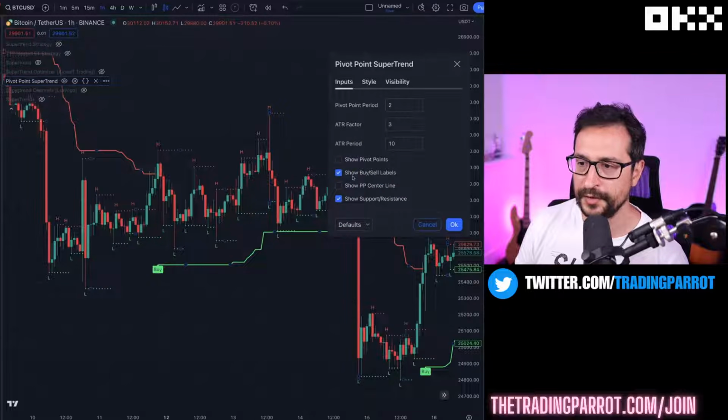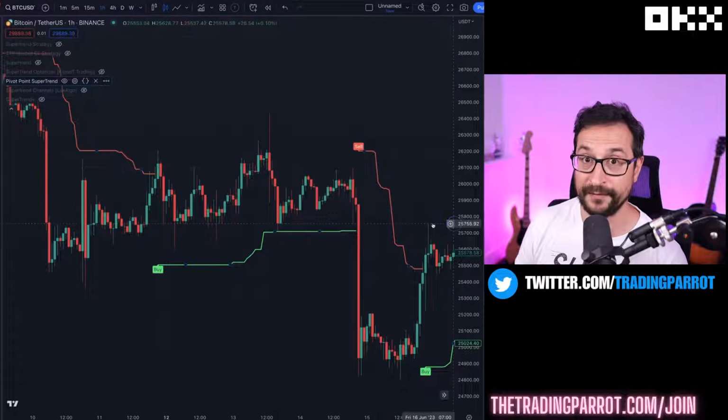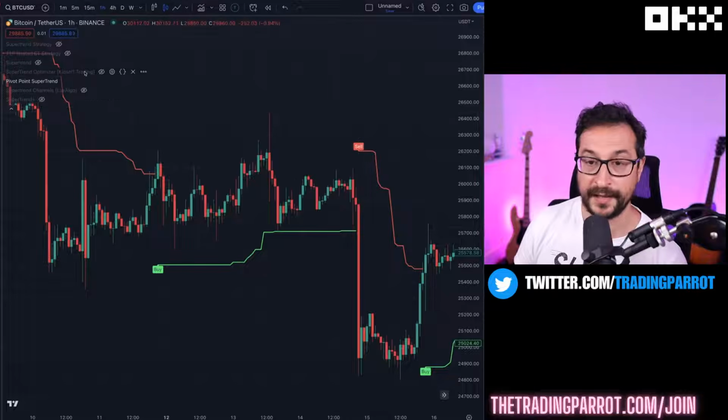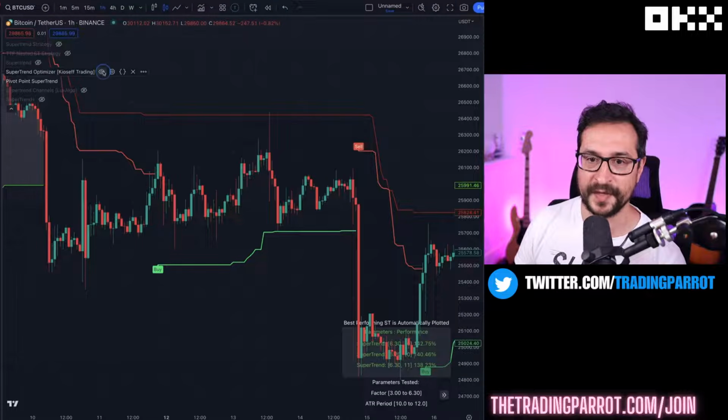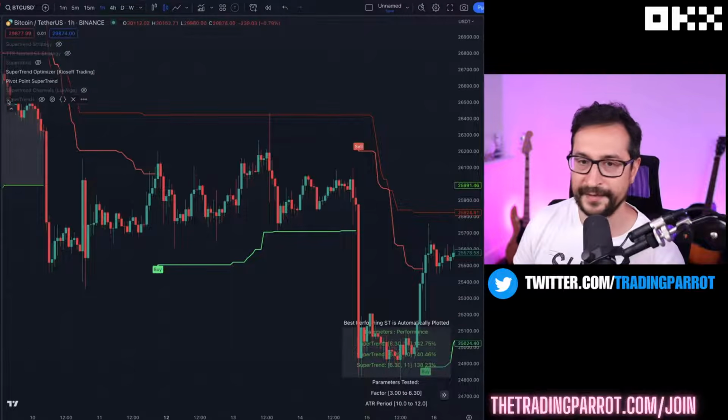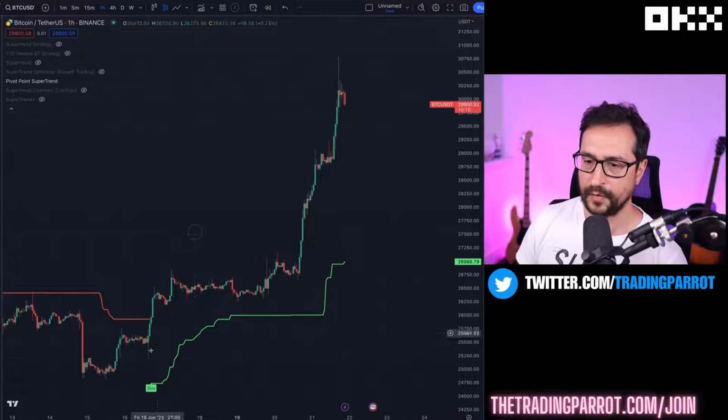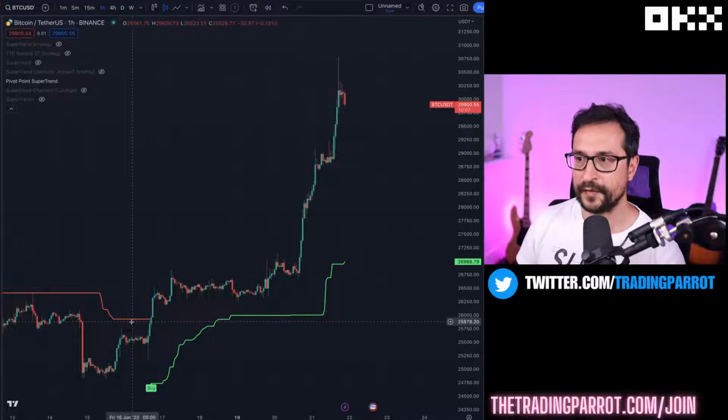When you're using it, you don't need to show these levels, so you can disable them if you want to keep them more clean. And yes, you can also apply the optimization from Supertrend Optimizer, get the values 6.3 and 10, and change them here as well. Overall, you're still going to benefit from those values.